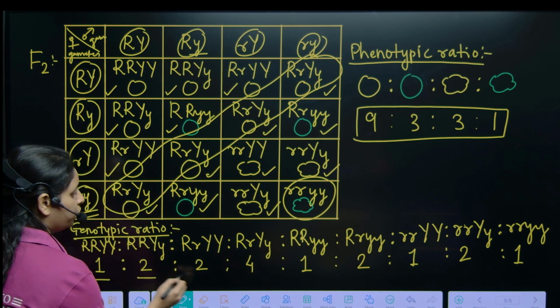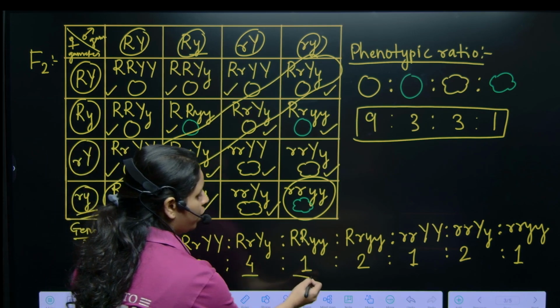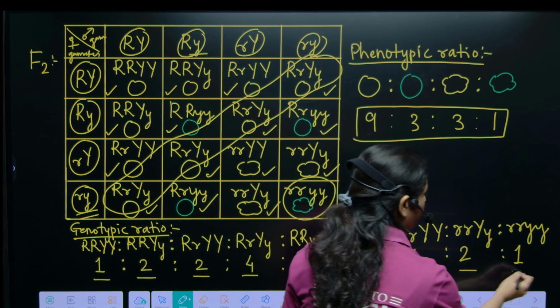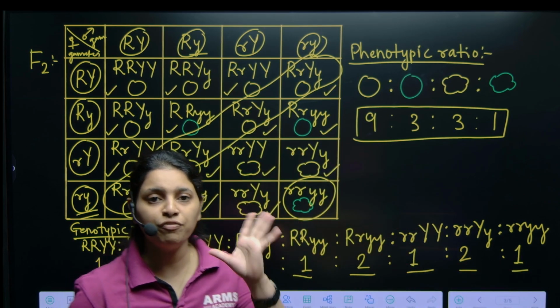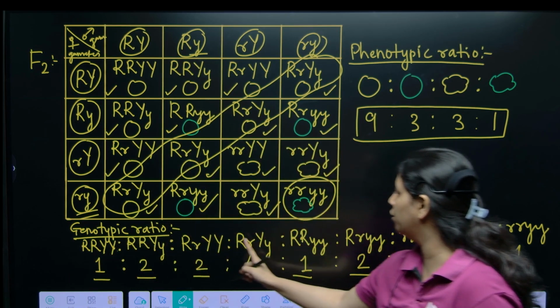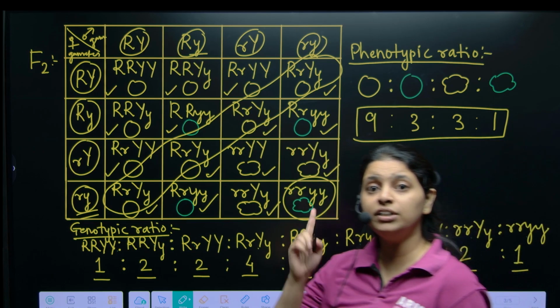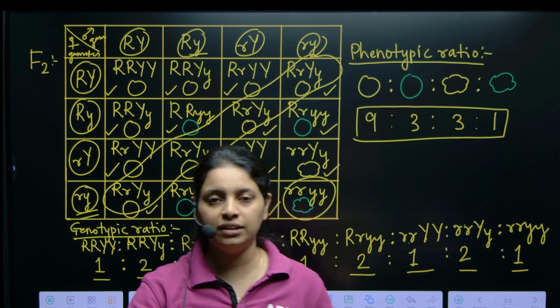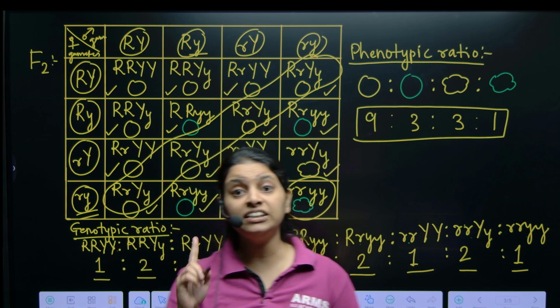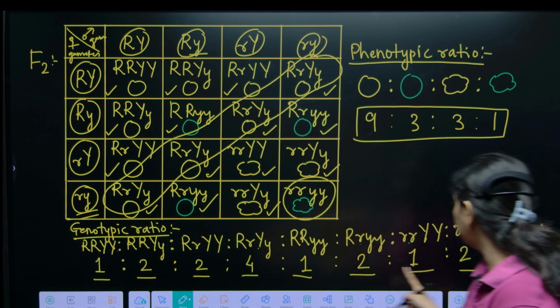So this is our genotypic ratio here: 1 is to 2 is to 2 is to 4 is to 1 is to 2 is to 1 is to 2 is to 1. Total 9 different genotypes. Count 1, 2, 3, 4, 5, 6, 7, 8, 9. Total 9 different genotypes are present in the 16 offspring, and these 9 genotypes are present in this ratio.